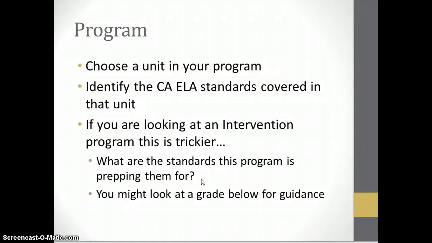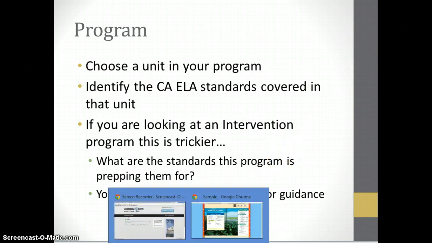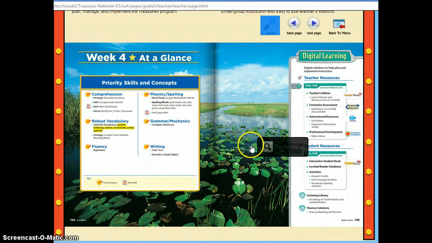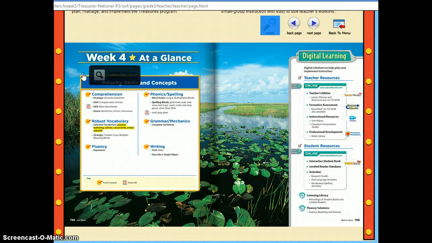To show you my example, I looked at grade 3, unit 1, week 4. This is the Macmillan McGraw-Hill Treasures program. I took a look at this week and decided to focus on vocabulary.